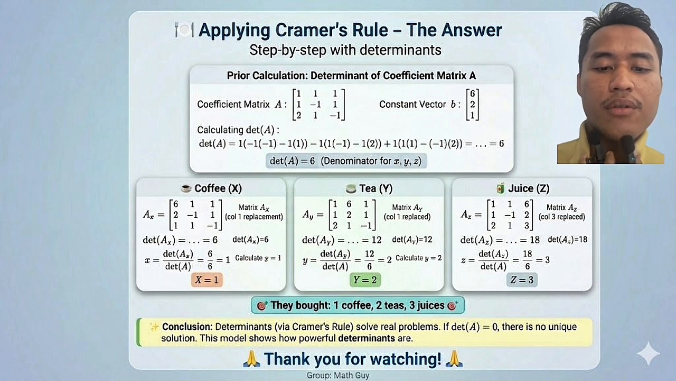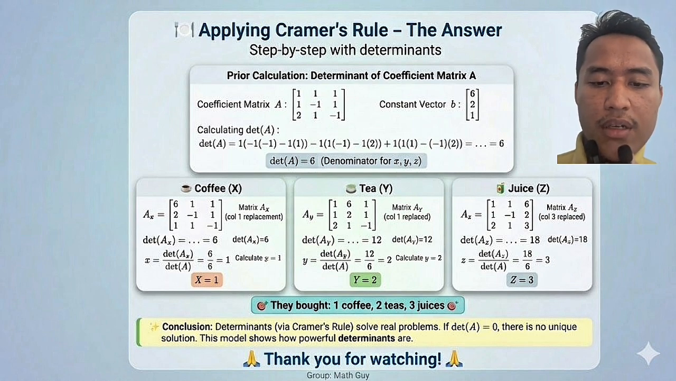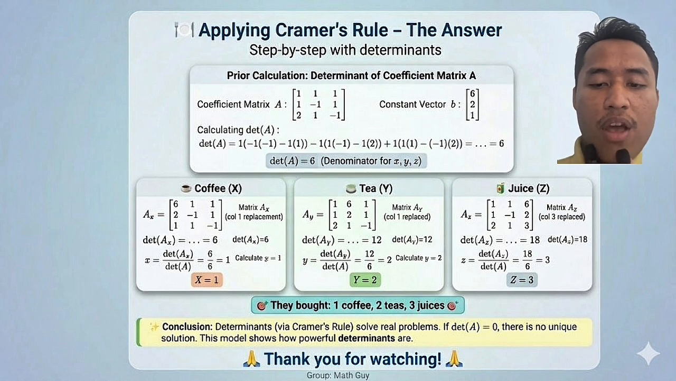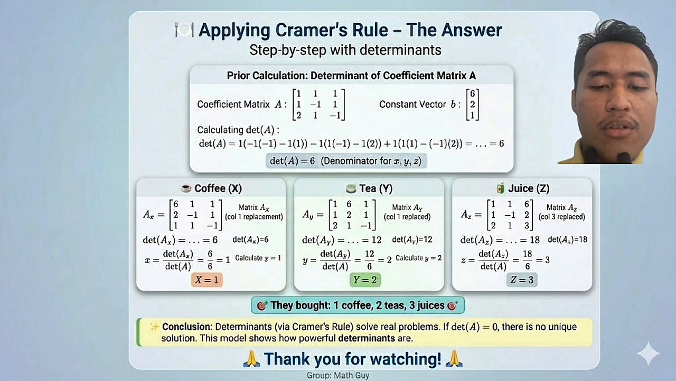To conclude, this simple model shows how determinants can be used to solve real-life problems. If the determinant of A had been 0, the system would either have no solution or infinitely many solutions. But here it is non-zero. Therefore, we have a unique, reliable answer to how many of each drink the three friends bought.